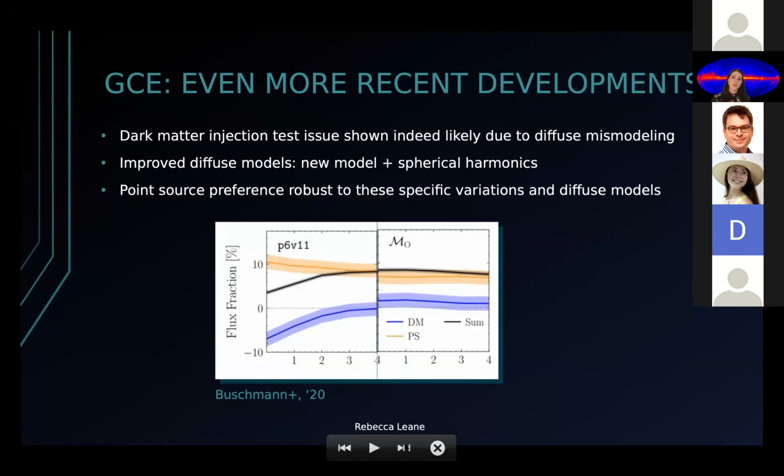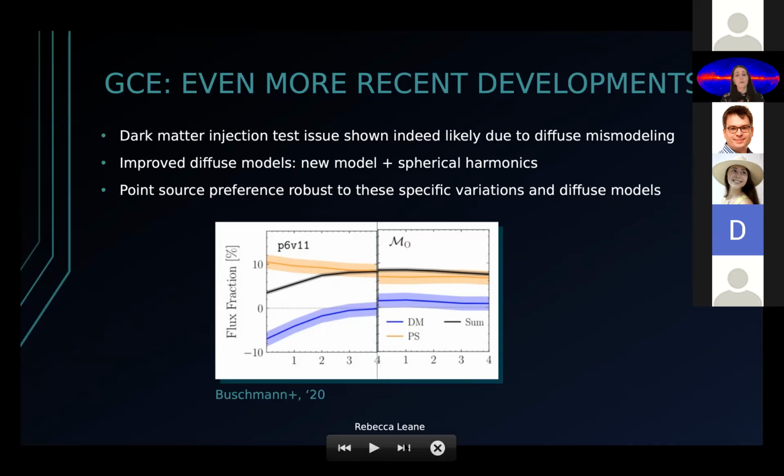And what they showed was that you could explain this deeply negative behavior by just comparing older models with newer models. And with the newer models, you don't see this. The left-hand side is an older diffuse model. What's shown in blue is the dark matter flux. You can see that it can go up to negative values. On the x-axis is just the harmonic number.